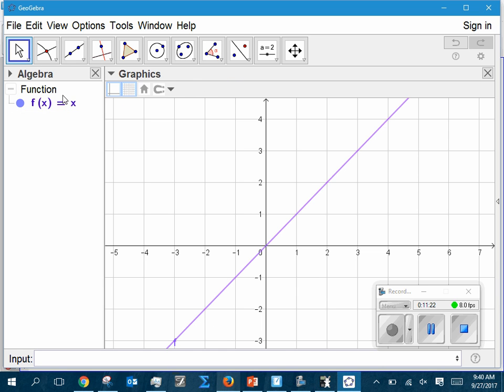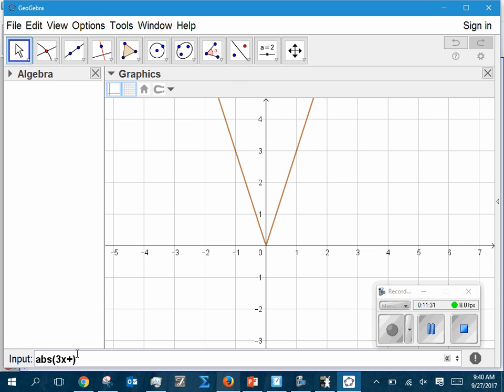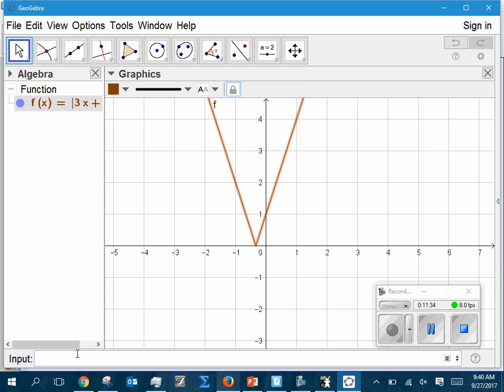Same thing happens when we talk about, what was the equation we had? 3x plus 1. So absolute value of 3x plus 1. And that is because we took simply the equation 3x plus 1. That's your equation 3x plus 1, that green one, and you see that it's going all the way through into the first quadrant. All we did was take that green portion that we see here and reflect it across the x-axis, and that gives us that red V.